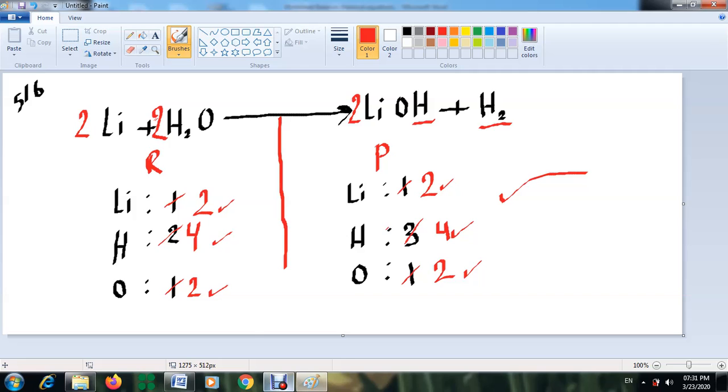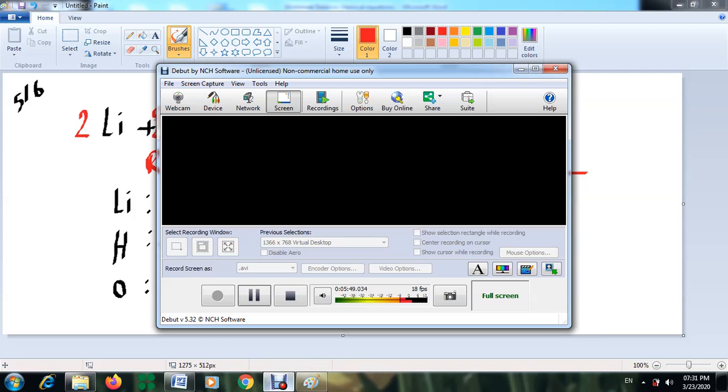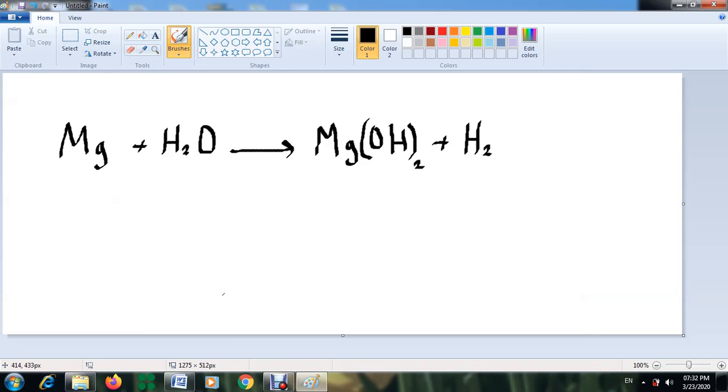Now I want to solve with you equation number 7. For equation number 7 and 8, you follow the same steps. Here you have magnesium. Magnesium is reacted with water, H2O. The product is magnesium hydroxide, Mg(OH)2. You have here 2 subscript for hydrogen and oxygen, plus hydrogen gas H2.